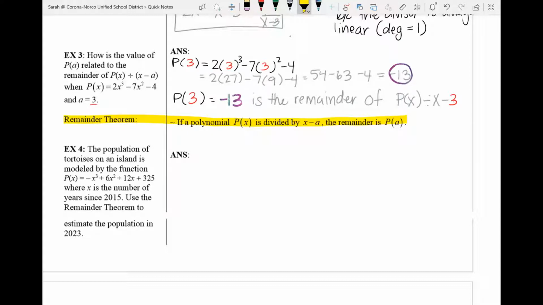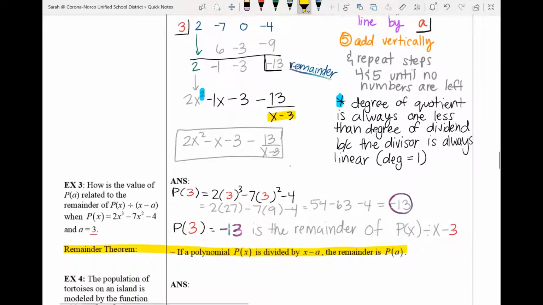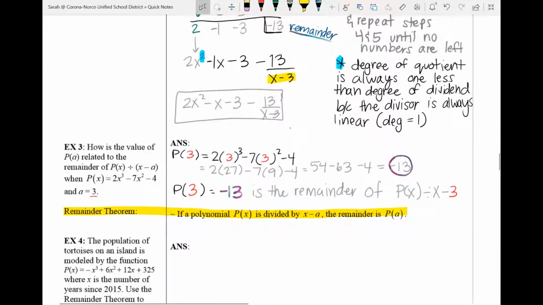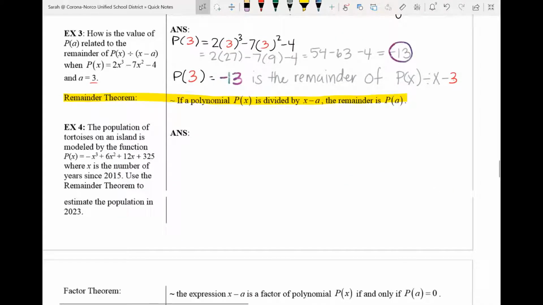And so what we can do with different problems is, if they're asking us to evaluate something and the problem is complicated, sometimes synthetic division is faster. And so rather than plugging the number in, we could perform synthetic division, which keeps the numbers a little bit smaller. Because we didn't have a number like 54 or 63 when we were performing synthetic division. Everything was under 10 until we got the negative 13. And so that's when the remainder theorem can come in handy.